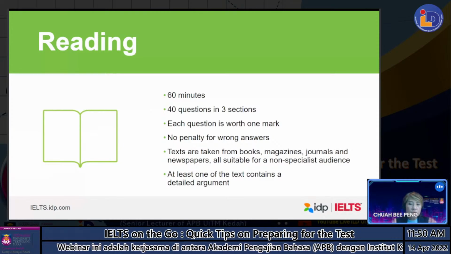A lot of times candidates do not do too well in this part because, like all of us, we do not read regularly these days. And worse still, we do not read for test purposes. So it's different. We always ask our students to do it, but we don't do it.